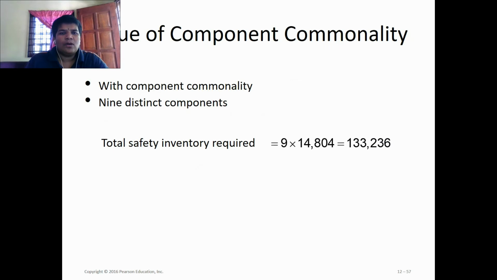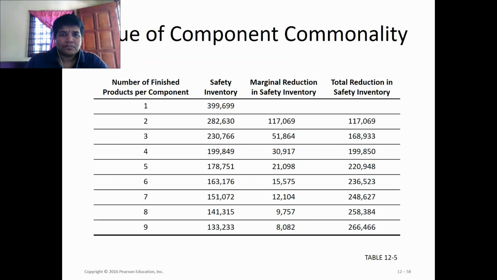So with component commonality, 9 distinct components, the total inventory required is 9 times 14,804, so you will get 133,236 units. So these are the number of finished products per component.